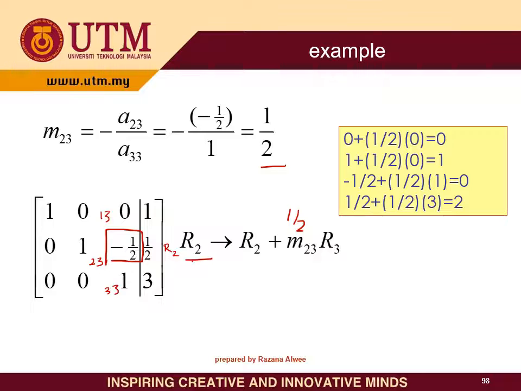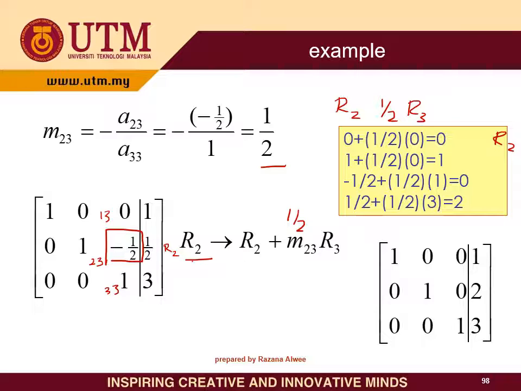So R2 plus half R3. So you will change the new R2. You can see here 0 1 0 2 is the output. So we get our reduced row echelon form format here.